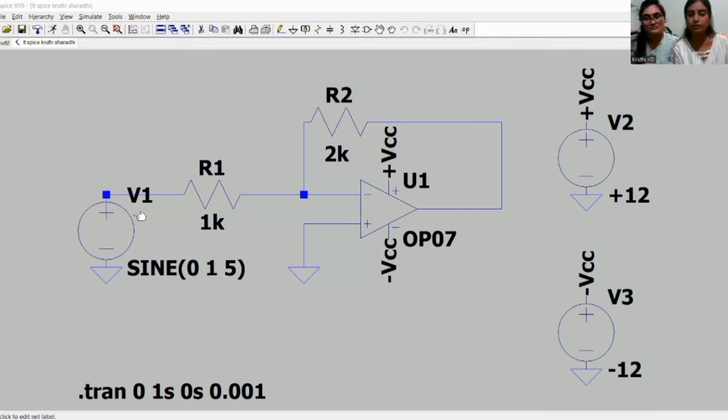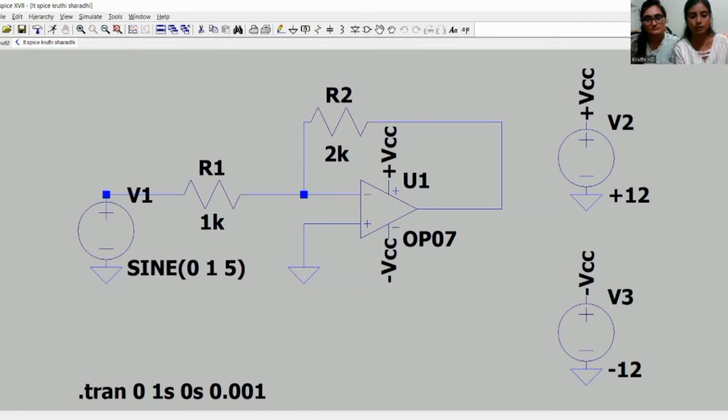The AC supply given to V1 is as follows. Click on V1 and you'll get the advanced option in the window, where you find the sinusoidal wave with the offset 0, amplitude 1, and frequency 5. These are the inputs given as AC in V1. And now coming back, these are the inputs given to the circuit.